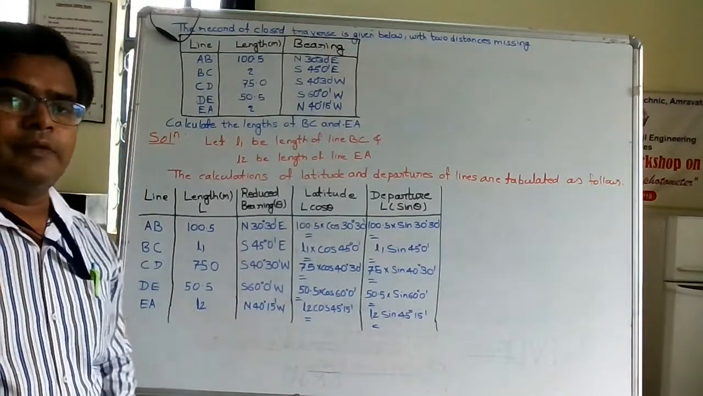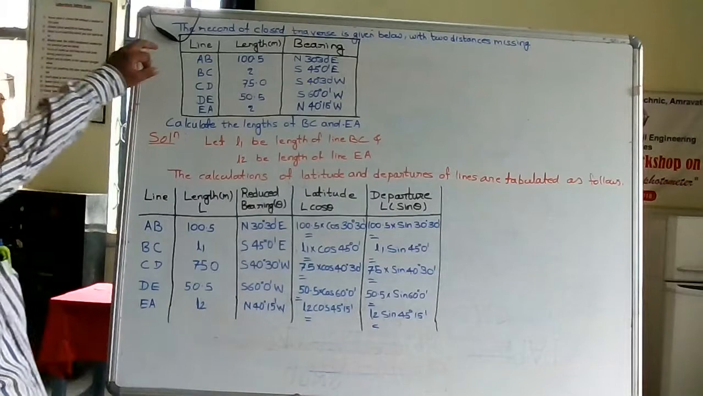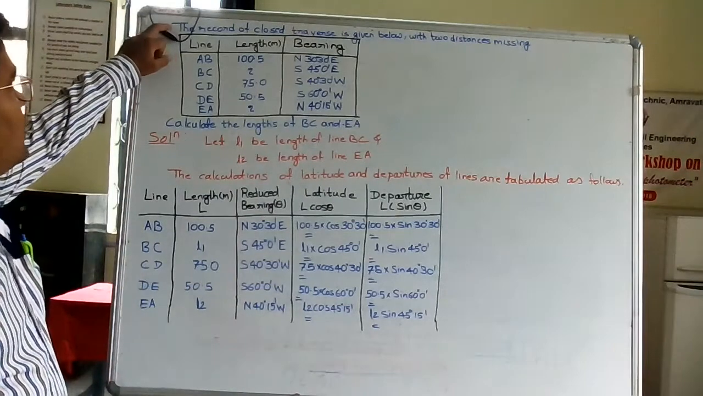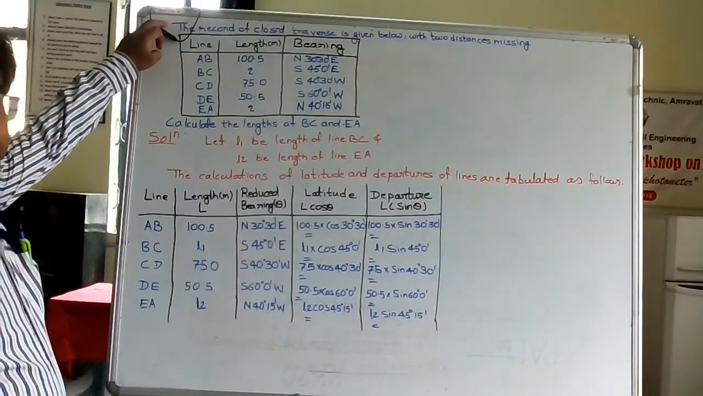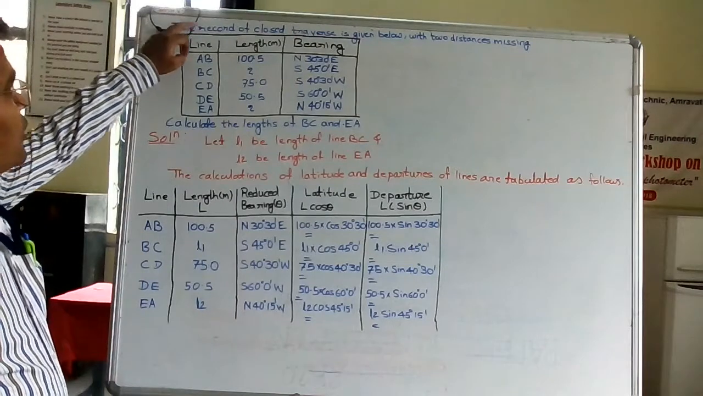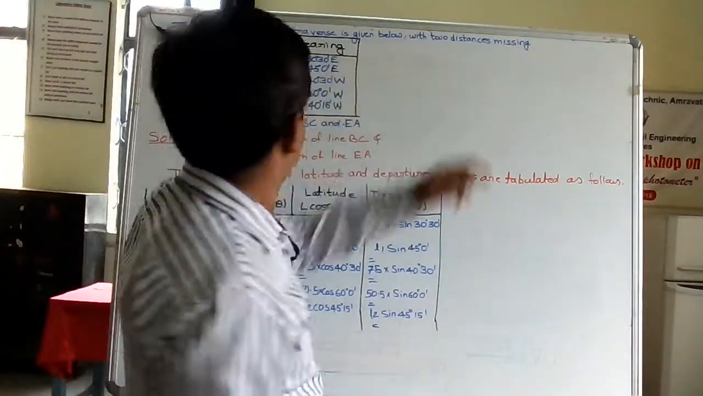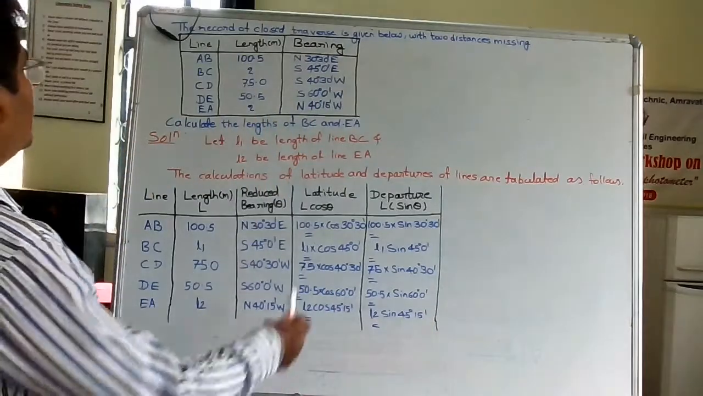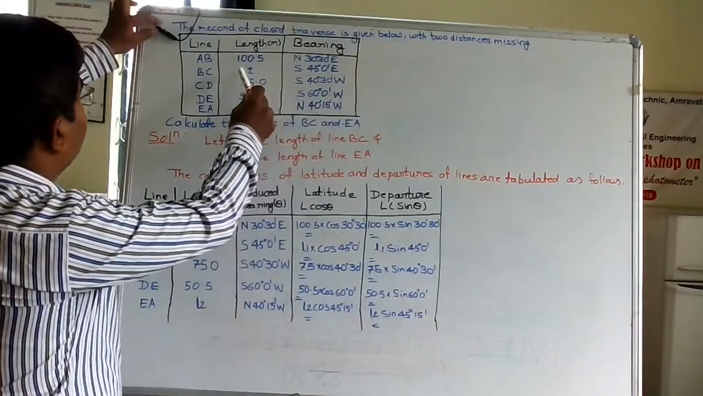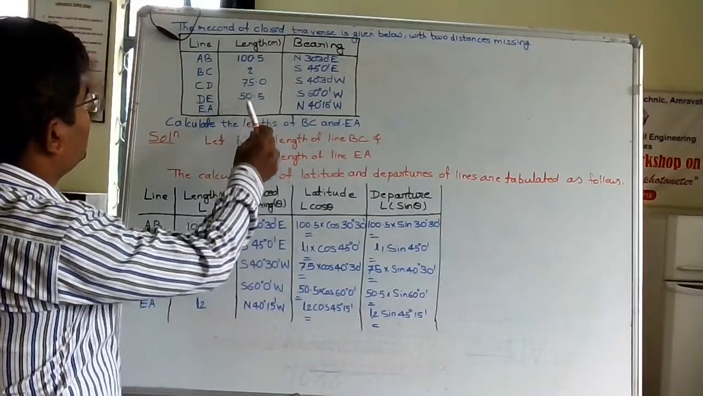Today we are going to discuss the next problem. See here, the next numerical is given. Write it down. The record of a closed traverse is given below with the two distances missing. Here, two distances are missing, that is BC and EA.